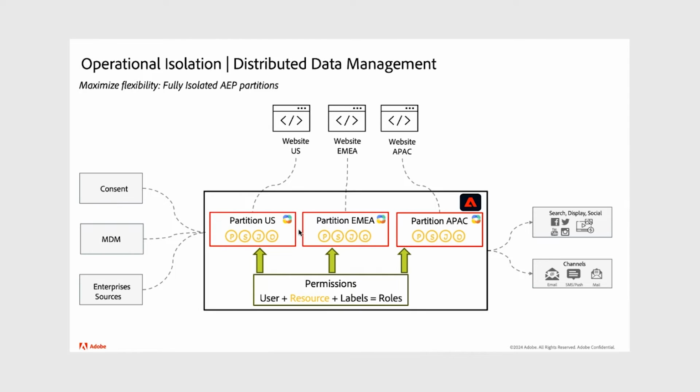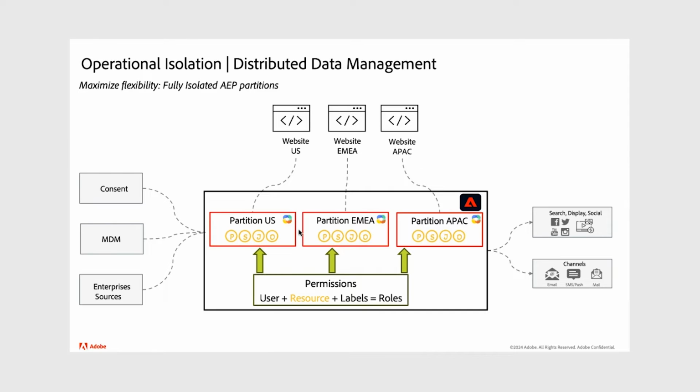Here I took the example of 3 partitions to represent 3 different geos, but it can be as far as 75 different partitions that we can accommodate within one instance of Adobe Experience Platform. So this is more than enough to accommodate even the biggest organizations. With that approach, we have separate data stores, separate schema definition within each partition, and everything that is happening in the US won't affect what's happening in EMEA or in APAC. So everything is working totally independent from each other.